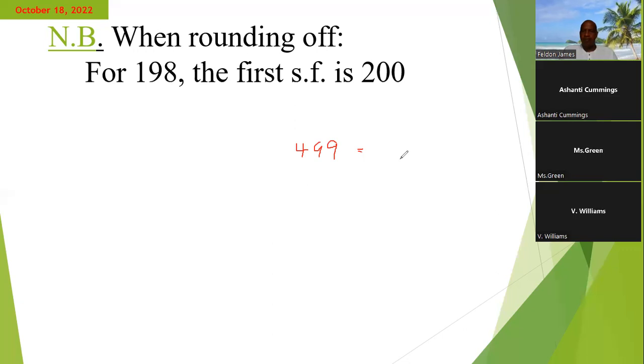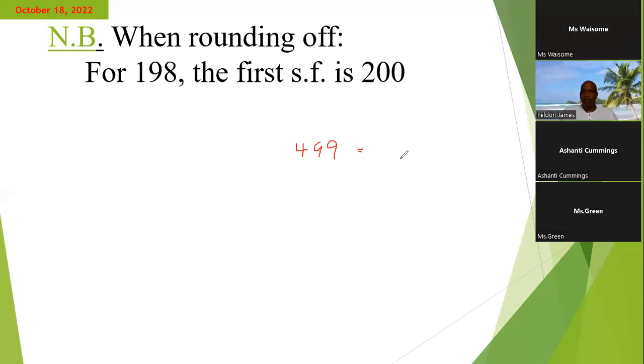Sir, 499, sir, that is the whole number. The whole number. So, sir, if you're going to round off the 4, sir, and you get 5, then it'll add the 0s as the place value. All right.